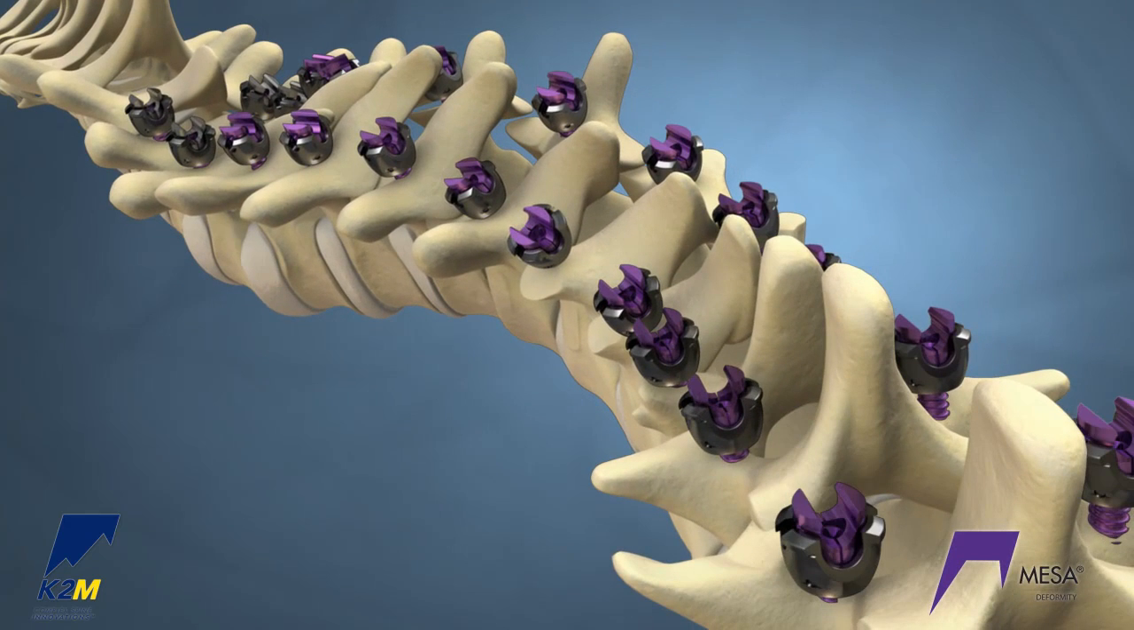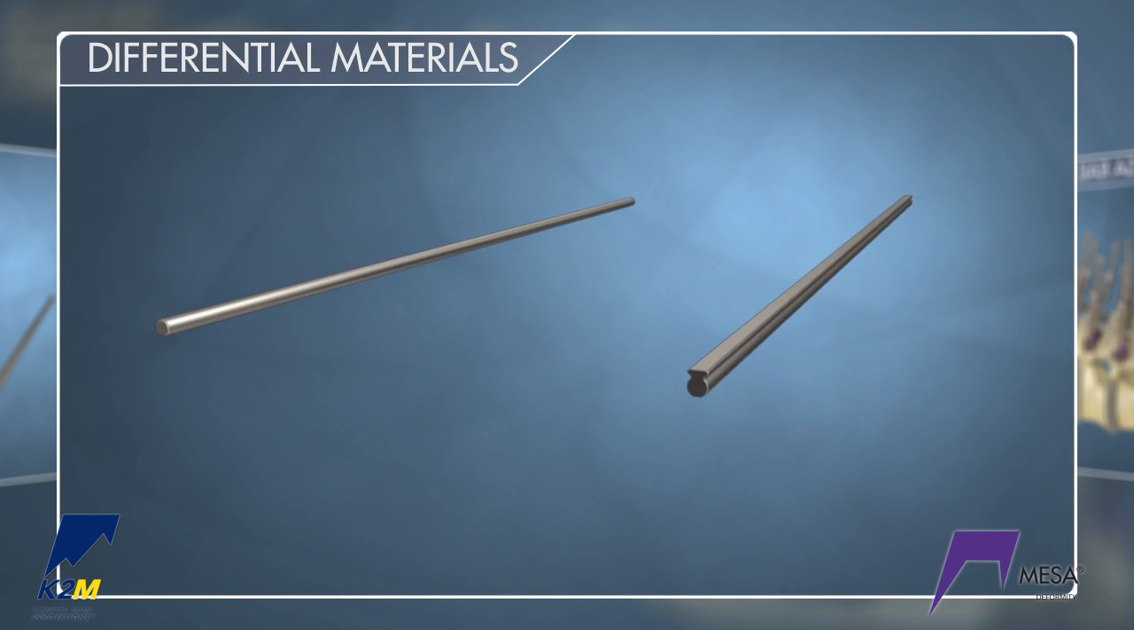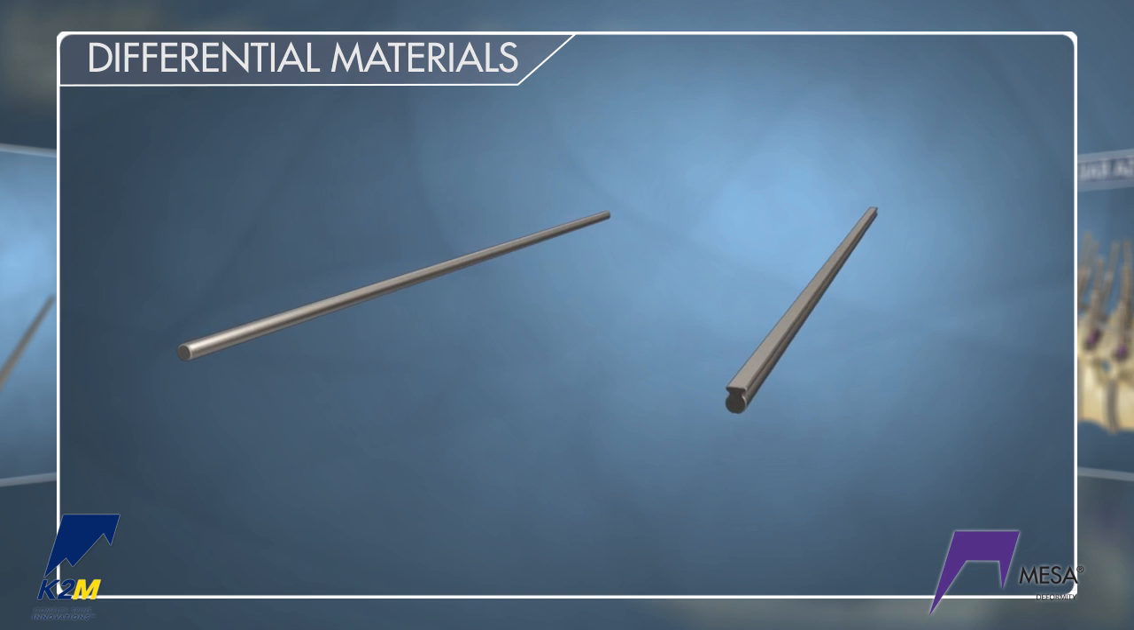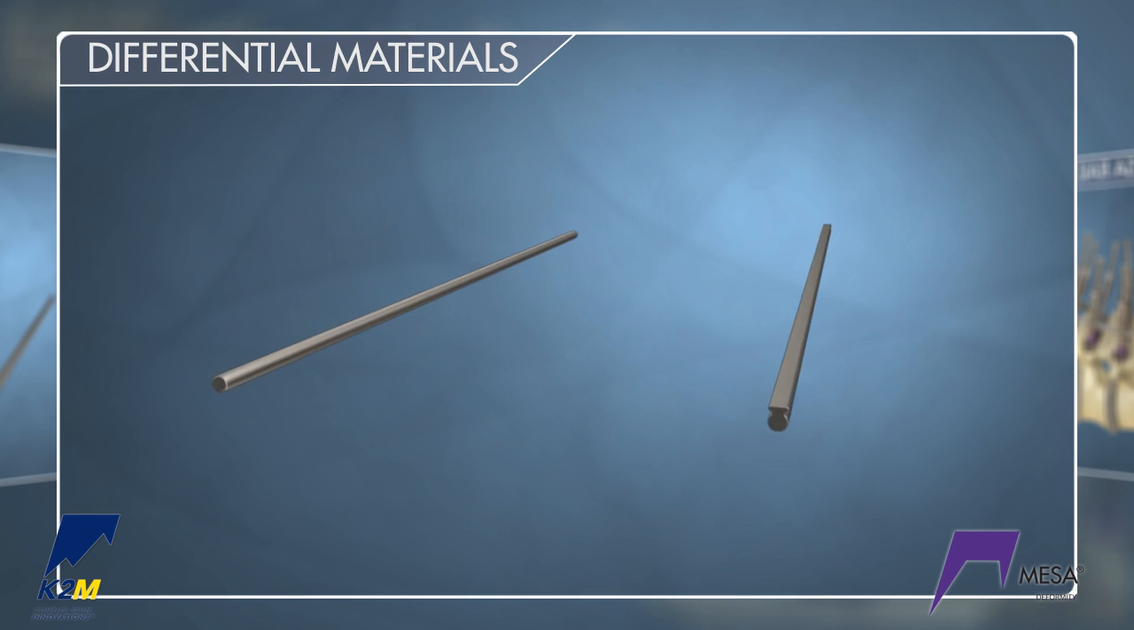There are three basic components to the differential rod correction philosophy. First, select implants with different rigidity for the concave and convex sides. The convex rod or rail should be at least one step down in flexural rigidity compared to the concave rod or rail. This will allow the convex rod to bend during correction.